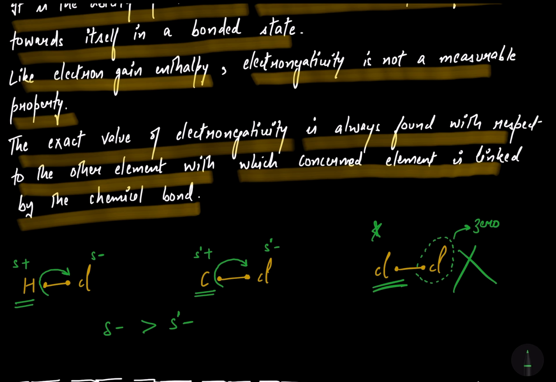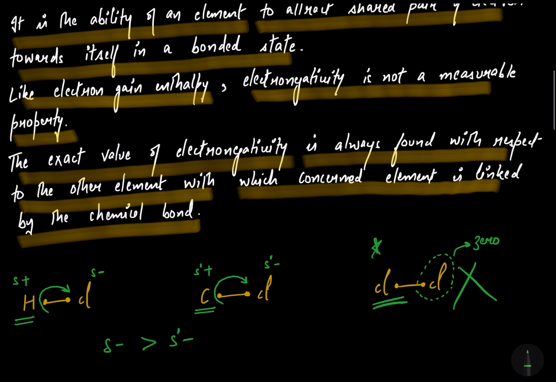That means electronegativity is not a measurable property. The value of electronegativity will change with respect to the other element with which the concerned element is linked. Here I have taken the example of chlorine. The electronegativity of chlorine is much greater when it is bonded to hydrogen. The electronegativity of chlorine is slightly lower when it is bonded with carbon.